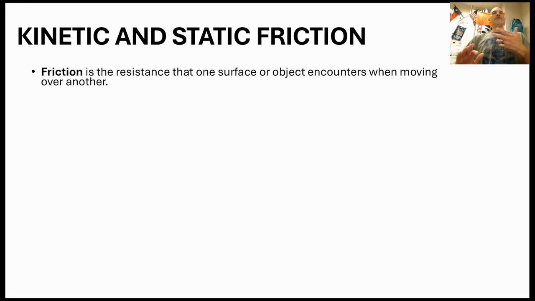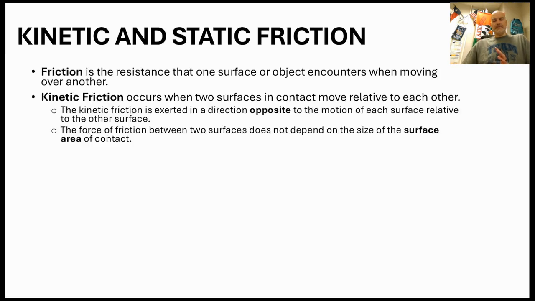First, friction is the resistance that one surface or an object will encounter when moving against another. Friction only occurs when you have surfaces sliding on top of each other. Now there are two types of friction. The first one is kinetic friction, and this occurs when two surfaces in contact move relative to each other. One thing to note is that the friction is always opposite the direction of motion.